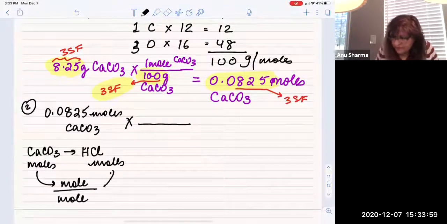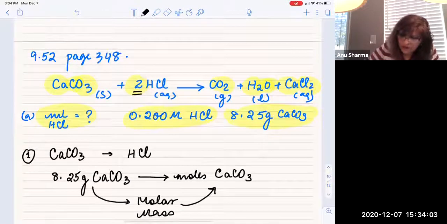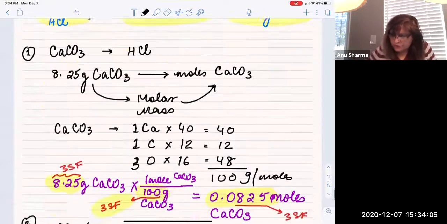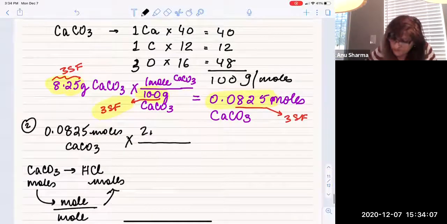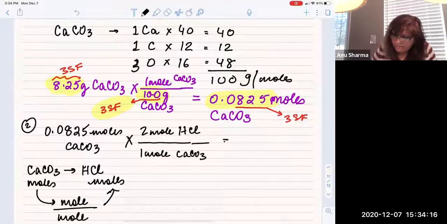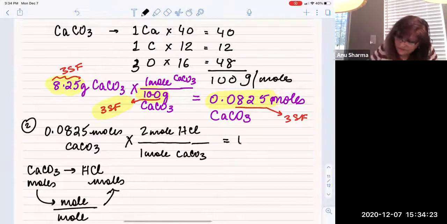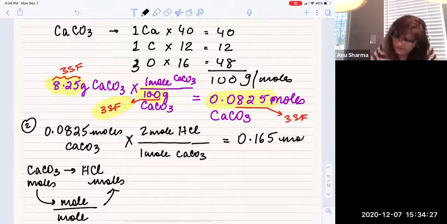Got it. So how many moles of HCl are there? 2. How many calcium carbonate? 1. So a 2 to 1 ratio: 2 moles of HCl in this reaction for 1 mole of calcium carbonate. And what do you get here? 0.165. 0.165, very good. Moles of HCl.